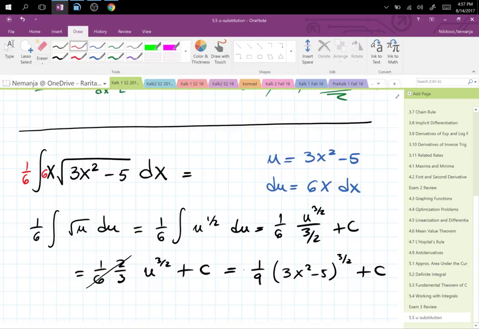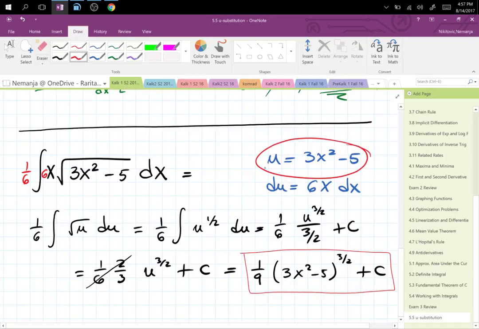Where did the 1 over 6 and 6 come from? When I differentiated in the u substitution, I have 6x. The original problem did not have 6x. So I put 6 because I needed the 6. I put 6 out of nowhere, and then I'm countering that 6 that I put out of nowhere with 1 over 6 because they cancel down to 1. You can always fix constants. You cannot fix variables, but you can fix constants.